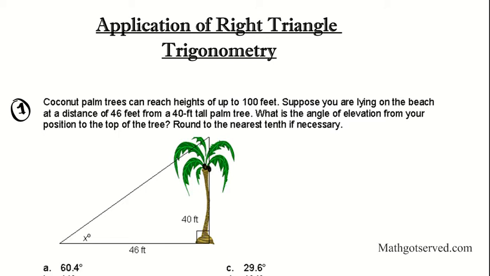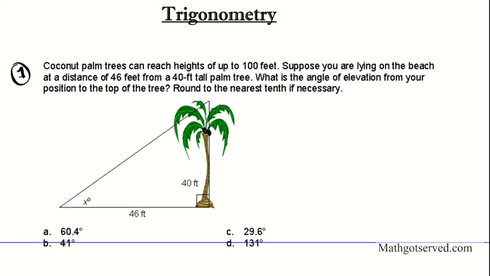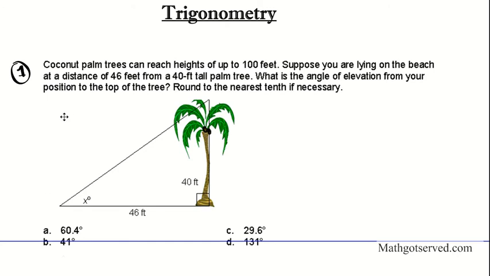On question 1, it says that coconut palm trees can reach heights of up to 100 feet. Suppose you are lying on the beach at a distance of 46 feet from a 40 feet tall palm tree. What is the angle of elevation from your position to the top of the tree? Round the answer to the nearest 10 if necessary.